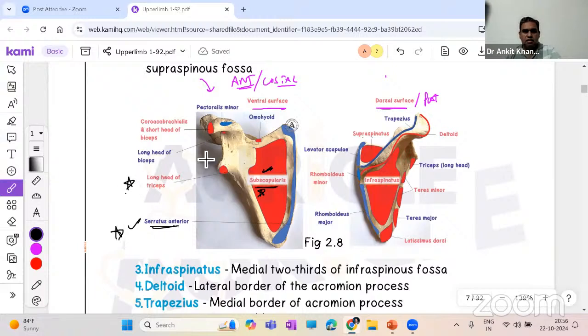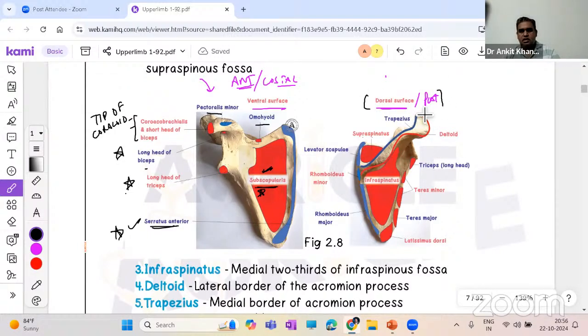Infraglenoid, long head of triceps; supraglenoid, long head of biceps. You can see over here. These two are also asked. They are at the tip of coracoid process. Omohyoid can also be asked. Pectoralis minor can also be asked. But yeah, these are important.